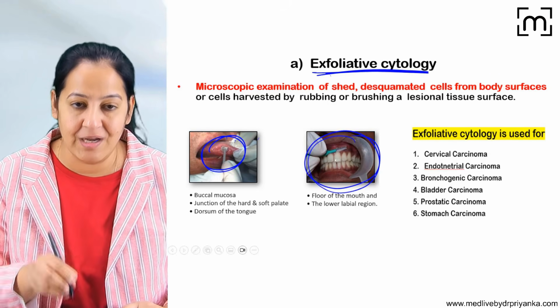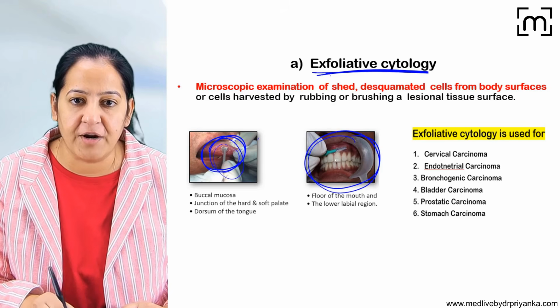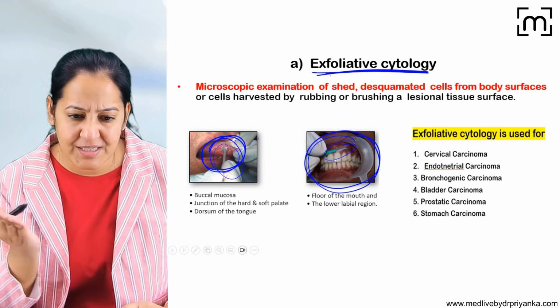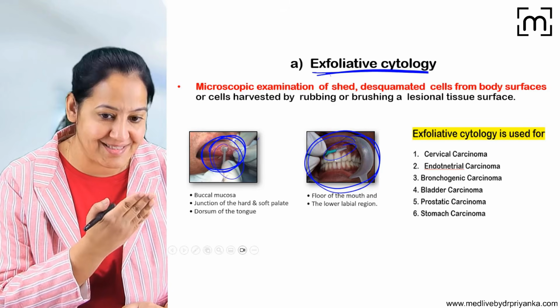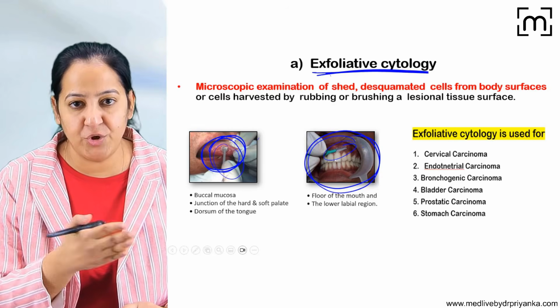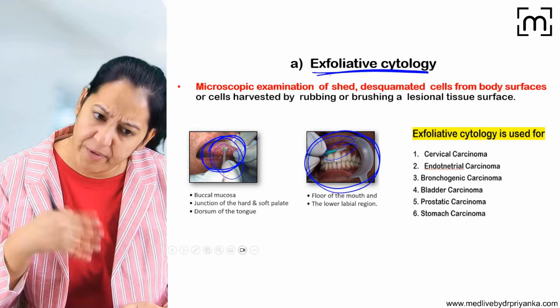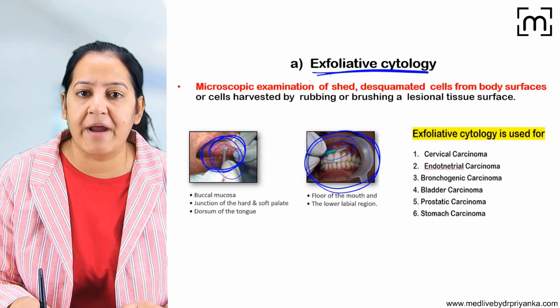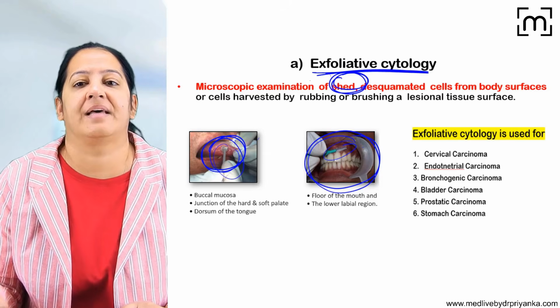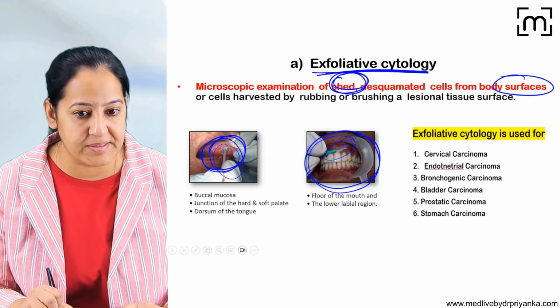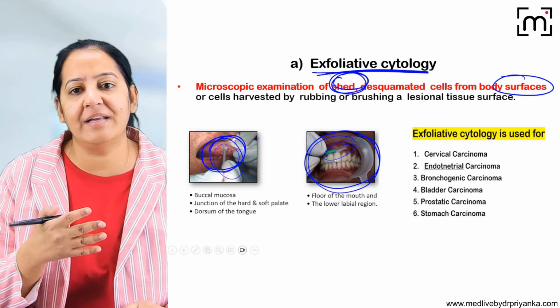So we take a brush. Can you see? This is a brush, or we take a spatula. With the brush, we will collect the cells over the tumor, or with the spatula, we just collect it. They are already shedded. So we are doing the microscopic examination of already shedded cells, which are present on the surface of the tumors or the lesions. We just collect it and stain it.